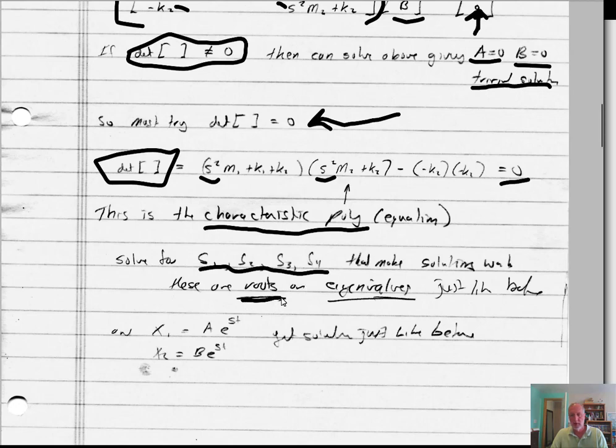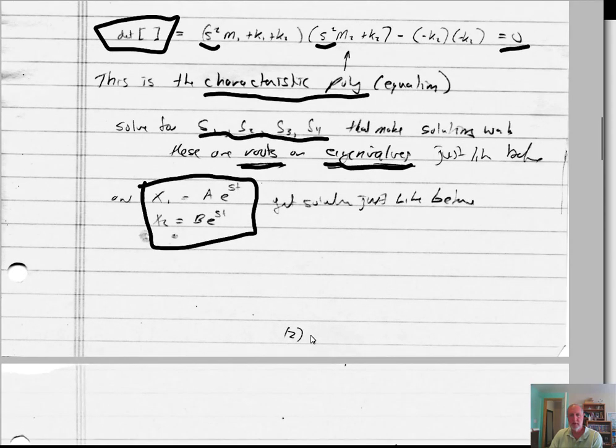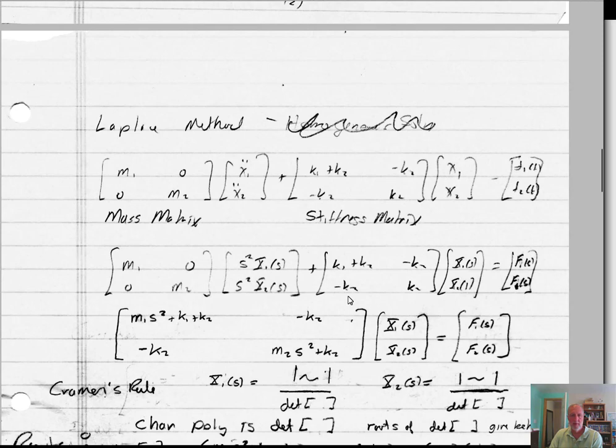These are the roots of the problem. They're the eigenvalues, just like before. These tell us what the motion of the system looks like. And our solutions are x1 and x2 is a e to the st, b e to the st, and the s's are these different roots. Alright, so that's the solution.